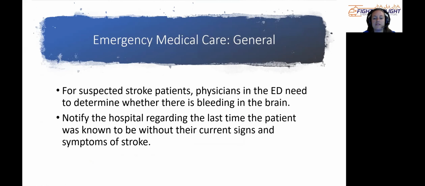Emergency medical care. If someone's had a stroke, they need to get to the hospital to do a scan to figure out if it's a hemorrhagic stroke or an ischemic stroke. The way they treat them is very different. You need to let the hospital know when was the last time the patient was known to be normal or without stroke symptoms. This can be really difficult.